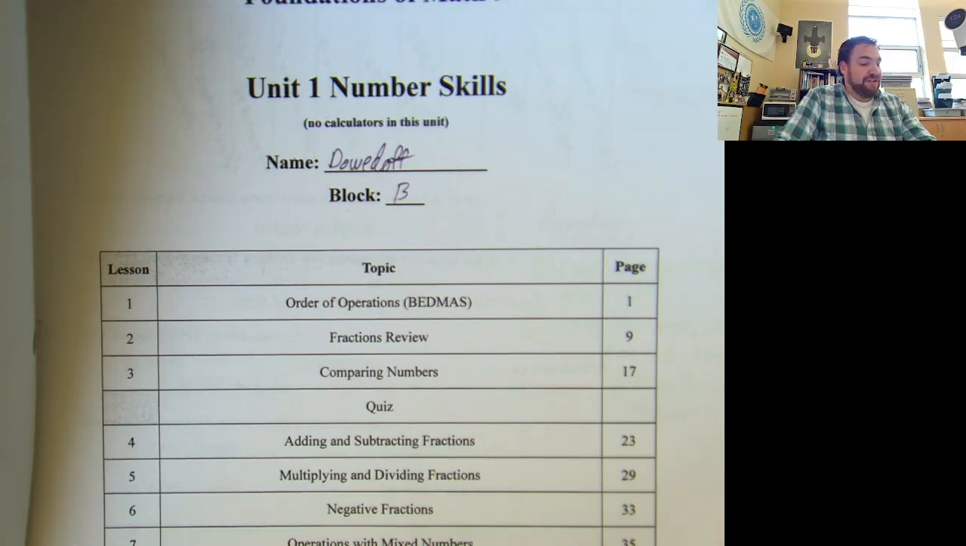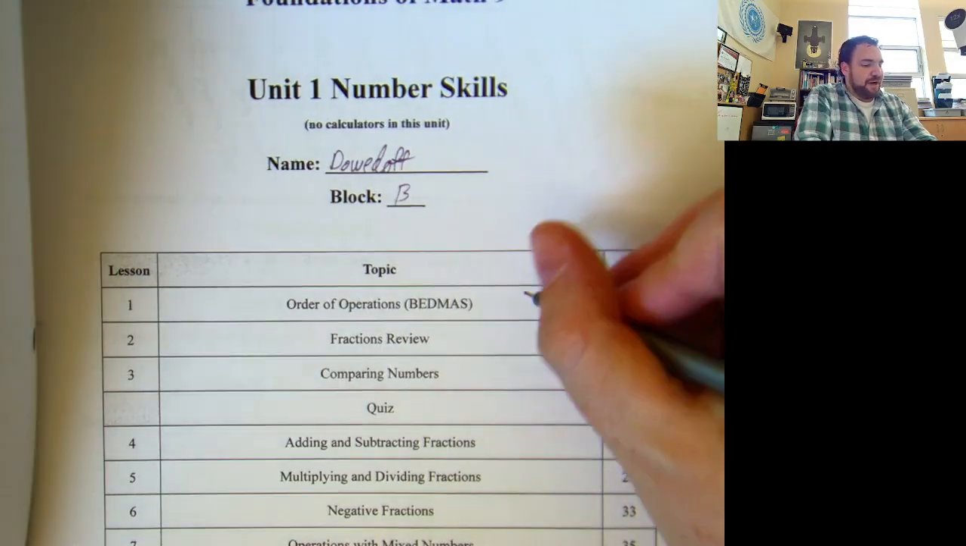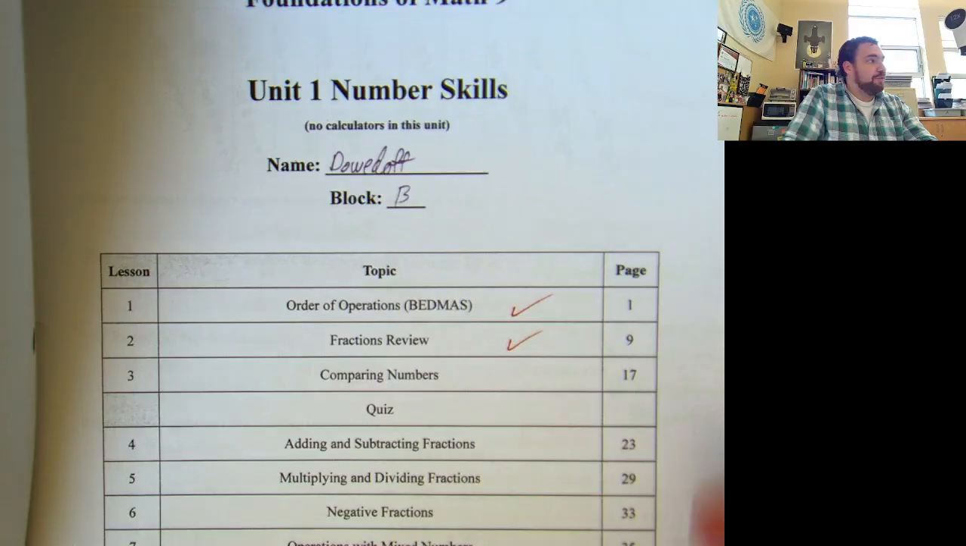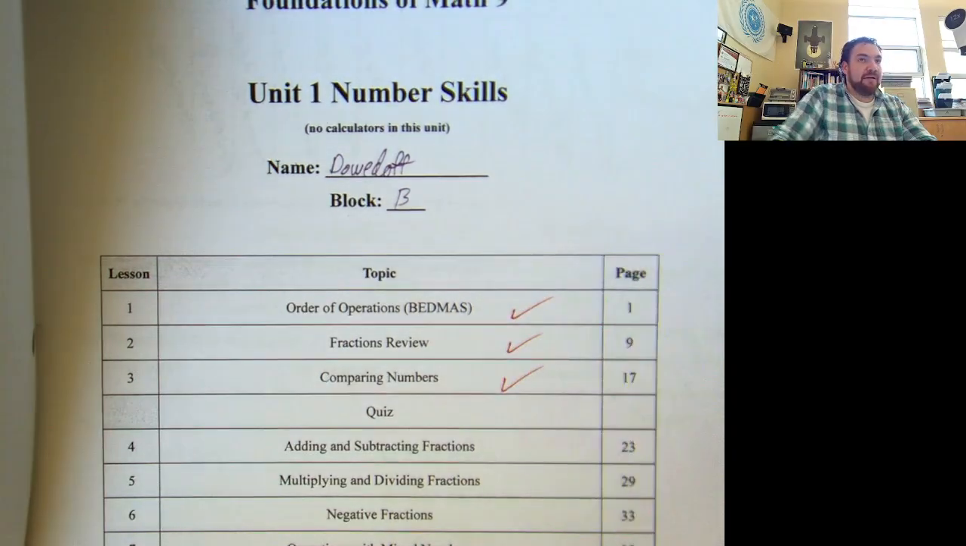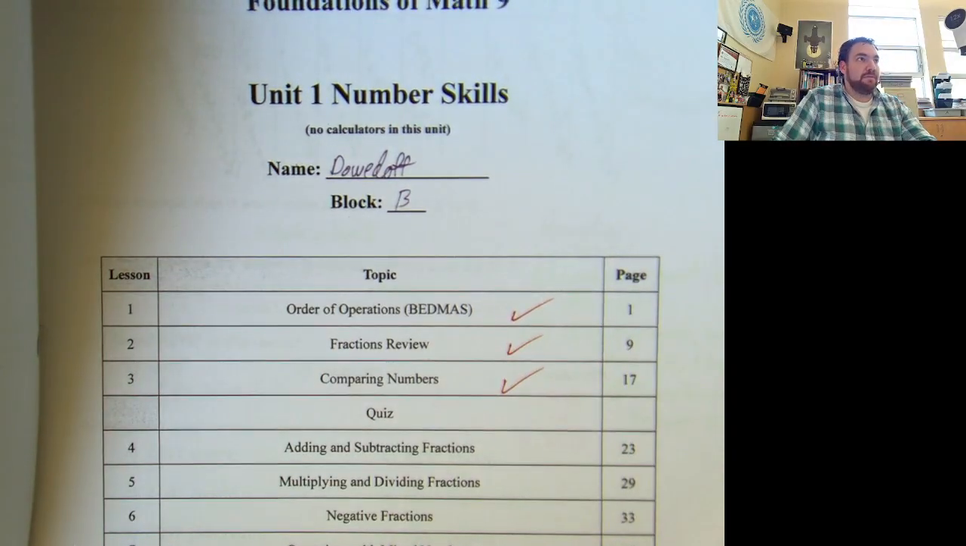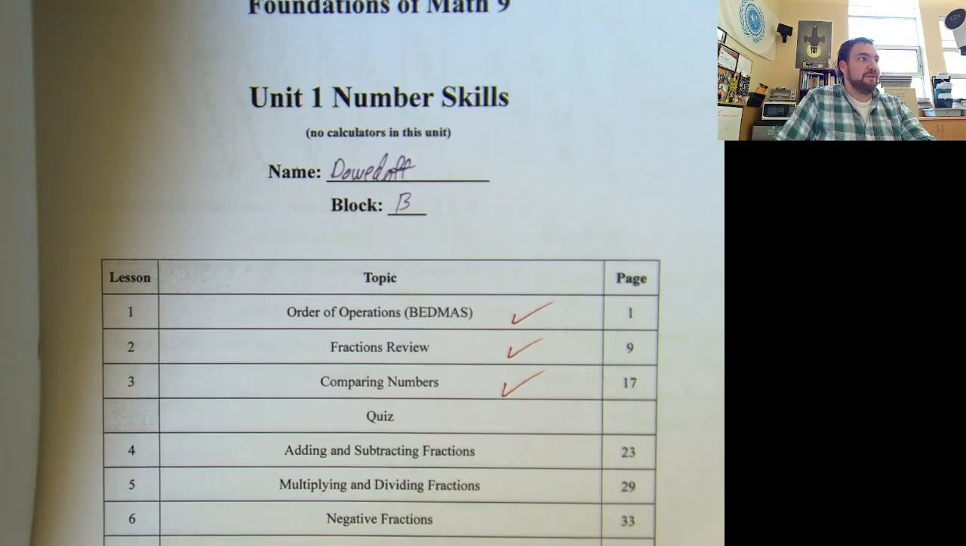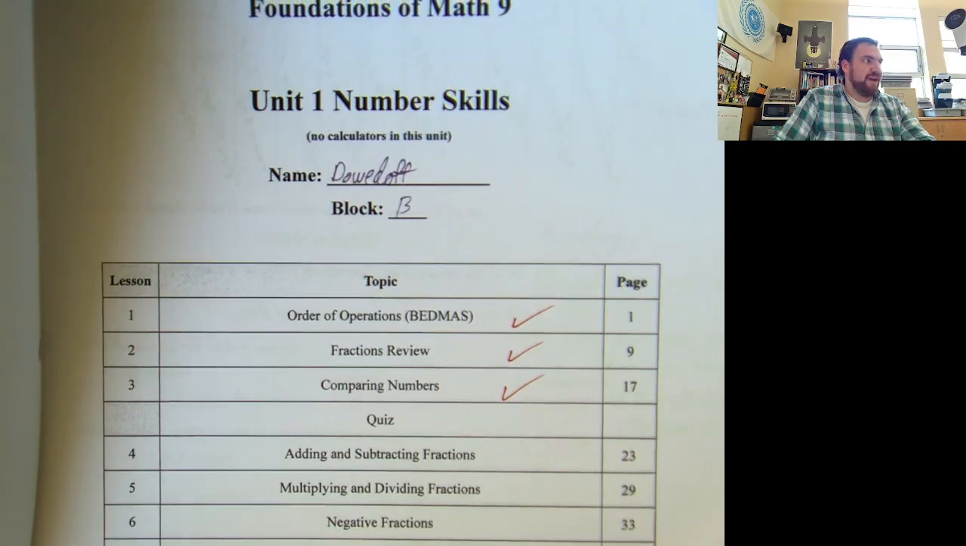Lesson 1, order of operations is done. Lesson 2, fractions review is done. Lesson 3, comparing numbers will be done today. We will be done. Lesson 3 today, very shortly.